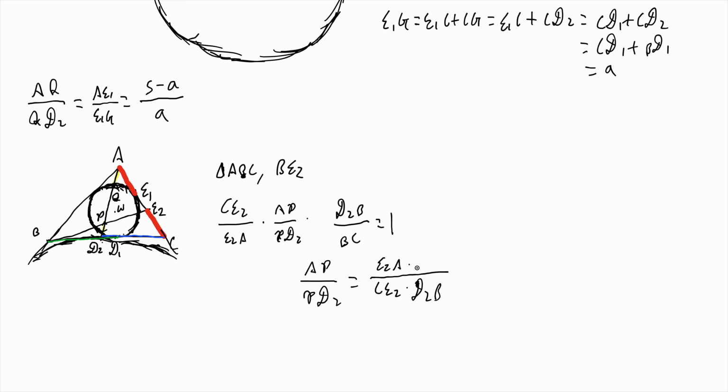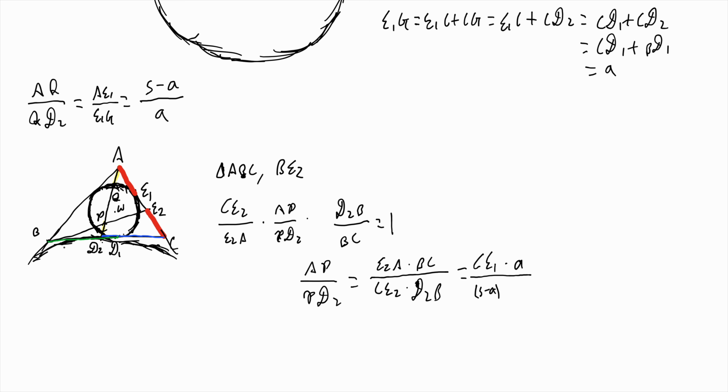over E sub 2A times BC. And what is E sub 2A? So what is this length? We obviously know that this is equal to C E sub 1. So C E sub 1 times BC. BC is just A, I will just write A. And what is C E sub 2? C E sub 2 is equal to E sub 1, which is S minus A. So S minus A here.